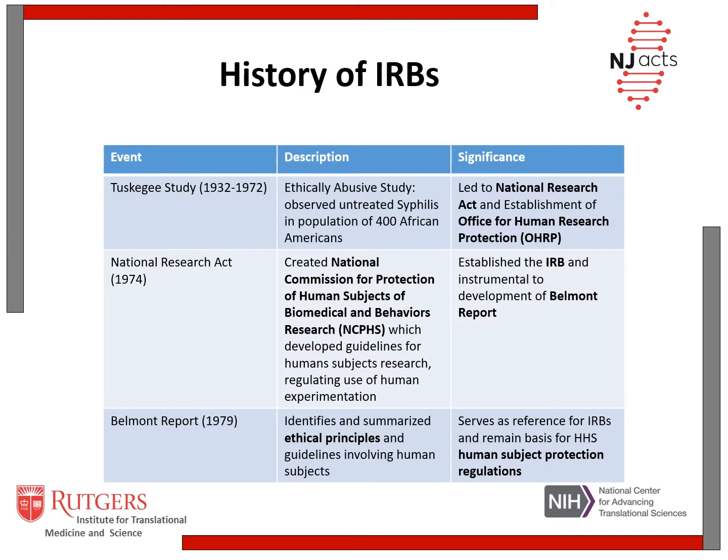In this section, we will be discussing what led to the initial establishment of IRBs. The Tuskegee study was an ethically abusive study that observed untreated syphilis in a population of 400 African Americans. This led to the National Research Act and establishment of the Office for Human Research Protection. The National Research Act created the National Commission for Protection of Human Subjects of Biomedical and Behavioral Research, which developed guidelines for human subjects research, regulating the use of human experimentation.